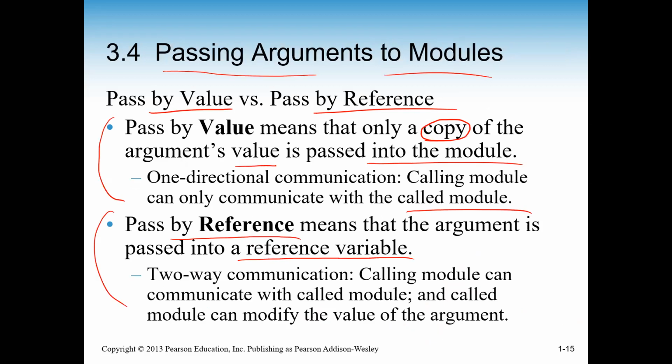Pass by value means that only a copy of the argument's value is passed into the module. Pass by ref means that the argument is passed into a reference variable. It gives you this two-way communication, so the calling module can communicate with the called module, and the called module can modify the value of the argument. Do you see that?